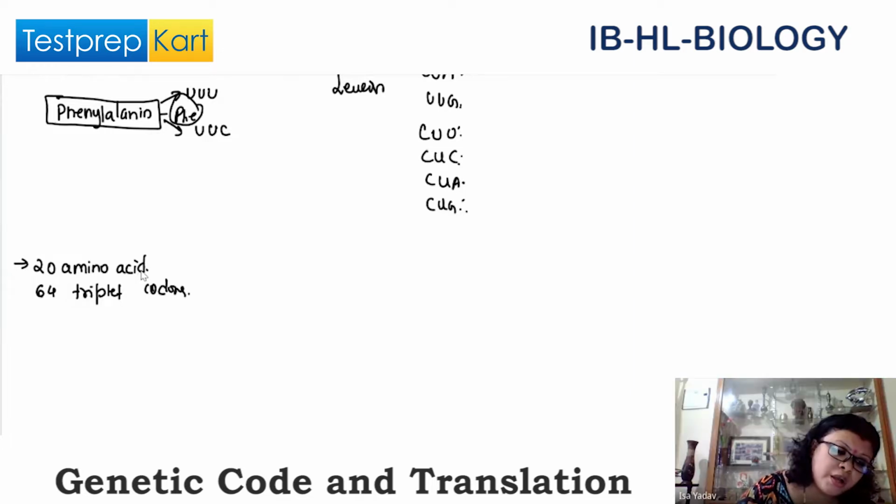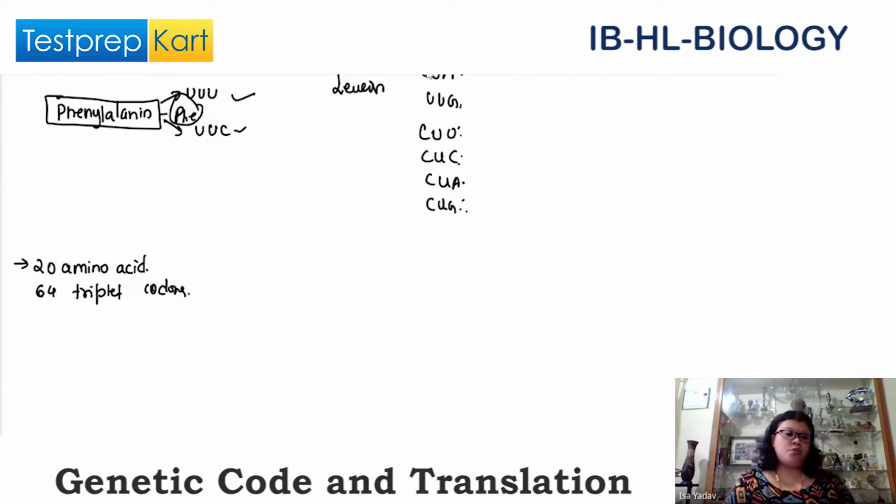So let's see here. Phenylalanine, I told you, is coded by how many triplet codons? Two. Yes or no? And then leucine, we have six. Yes or no? Leucine, we have six.